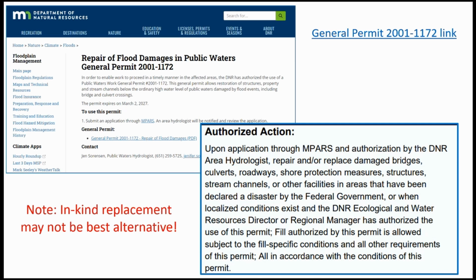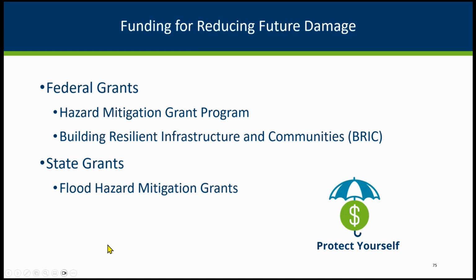And that really makes a difference when we're talking about culverts and bridge crossings, and making sure that they are built in a way that they have the capacity for the flows we see during a 100-year flood or bigger. Funding for reducing future damage. There are a lot of federal grants, and we have our state hazard mitigation grants. Unfortunately, there's no money in the pot for our state grants right now. We'll see what happens in the current legislative session. We did have that separate presentation I mentioned at the beginning about federal grants and state grants.